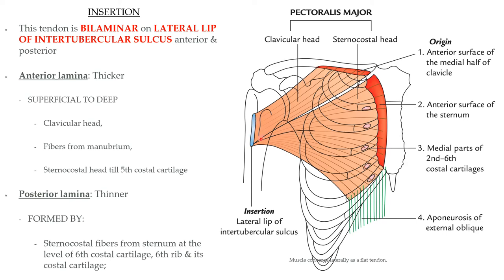Talking about the posterior lamina, it is thinner. It is formed by the fibers coming from the body of the sternum at the level of sixth costal cartilage, and from the aponeurosis of external oblique muscle. The posterior lamina is thinner and placed in a deeper plane compared to the anterior lamina.